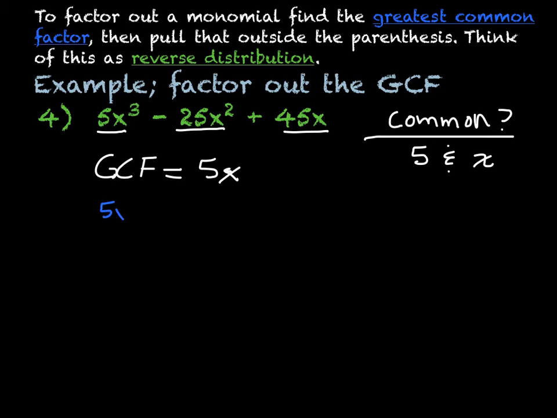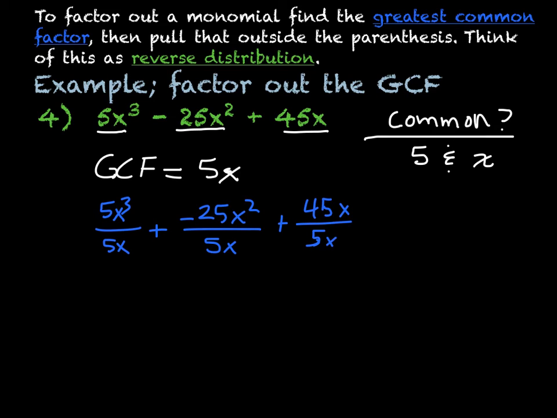So I'm going to take 5x cubed over 5x plus negative 25x squared over 5x plus 45x over 5x. So I'm just going to divide. Instead of multiplying, I'm going to divide everything. So I would cancel out my 5's here. Oh, I'm pulling my 5x out, that's the whole idea. So I cancel out my 5's. And then I cancel out an x with one of these x's, leaving me with just x squared on top. So I have x squared.